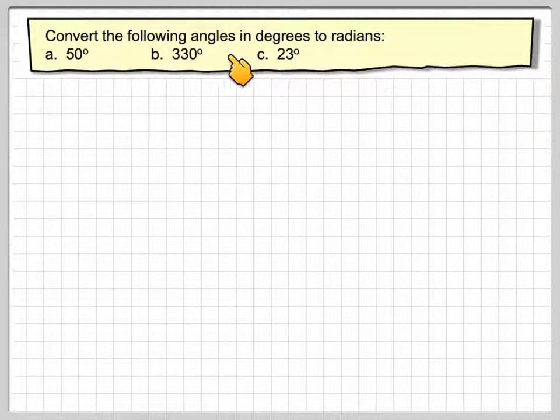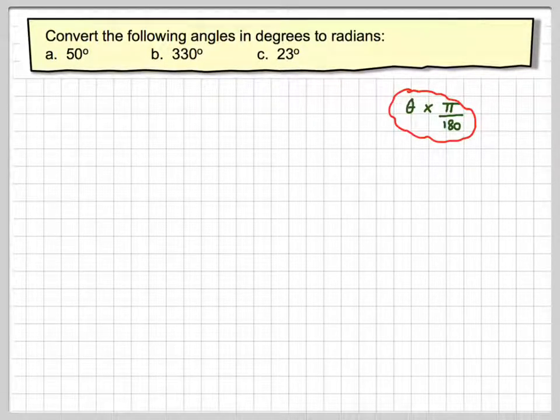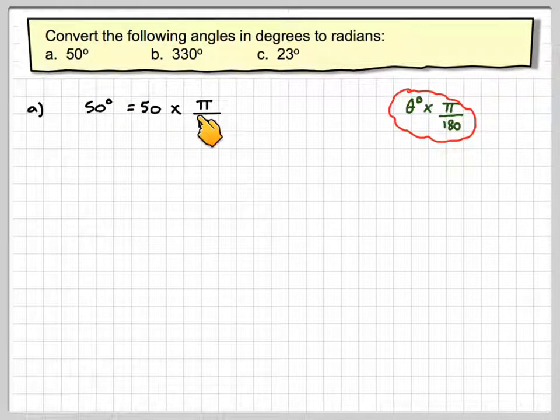Convert the following angles in degrees to radians. We've got 50 degrees, 330 degrees and 23 degrees. So the conversion rate is going to be: theta degrees, you need to multiply by pi over 180. So we'll take the first one, which is 50 degrees, so we'll need to do 50 times pi over 180.